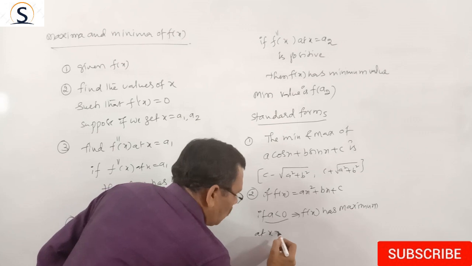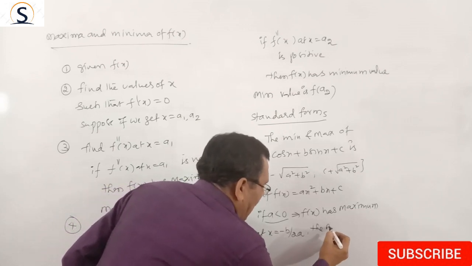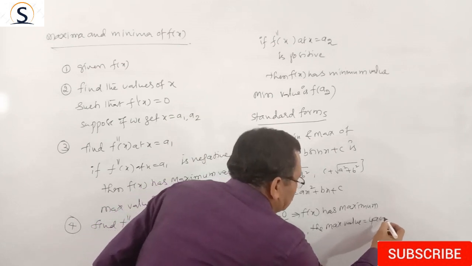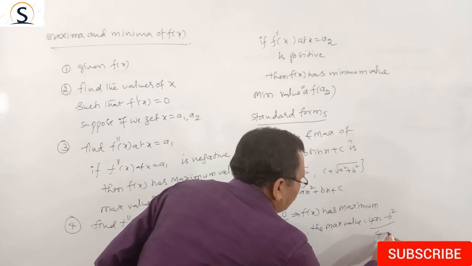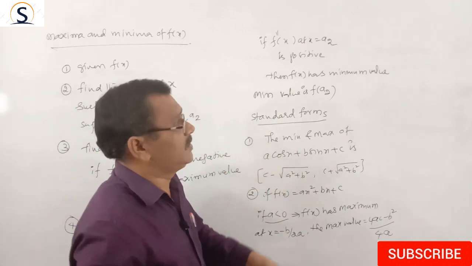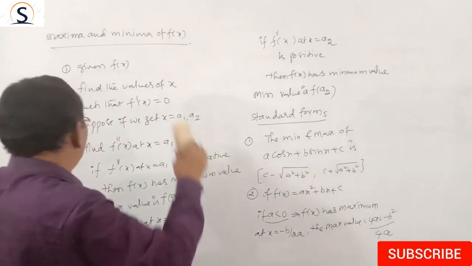At x is equal to minus b by 2a, the maximum value is equal to (4ac minus b square) by 4a. This is your maximum value. Okay, this is the maximum value. Next, the minimum value.